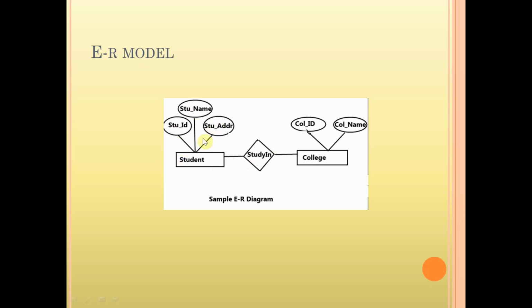Now this particular entity student is studying in a particular college. So in this entity college, which college? College has an ID and college has a name. So this relationship goes like this. Student studies in a particular college, the name of the student, ID of the student, student address, that particular student studies in a college, which college, college ID and college name. This is how we define the different data inside the database using the ER model.